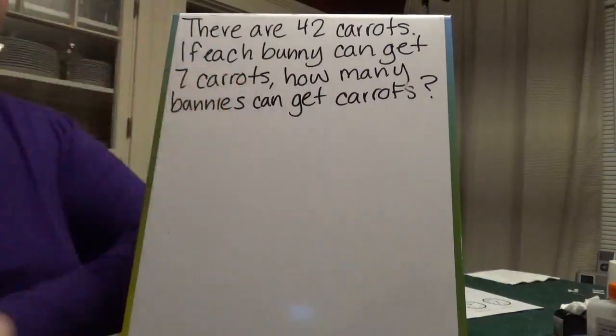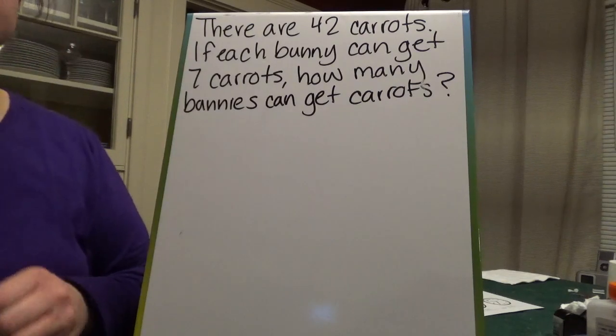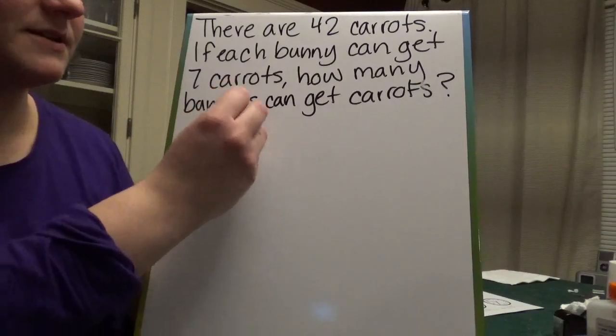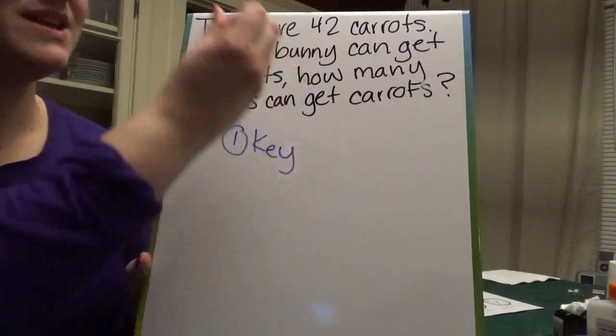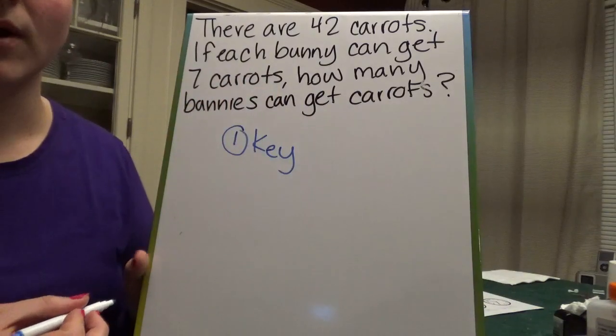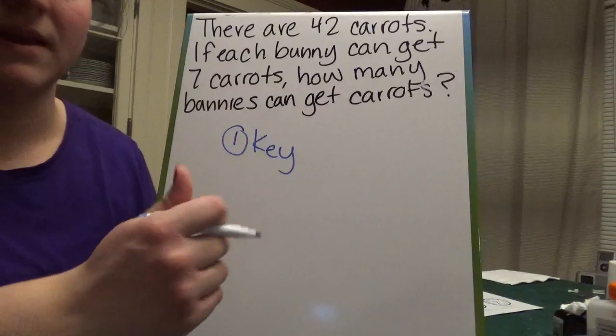Awesome. This next question, I'm going to give you some time to answer it, and I wrote it down on the board here. It says, there are 42 carrots. If each bunny can get 7 carrots, how many bunnies can get carrots? For this problem, I want to see 3 things. I want to see you create a key where you tell me what these numbers represent and what you're solving for. If this step is tricky for you and you're not sure what I mean, skip it, that's okay.